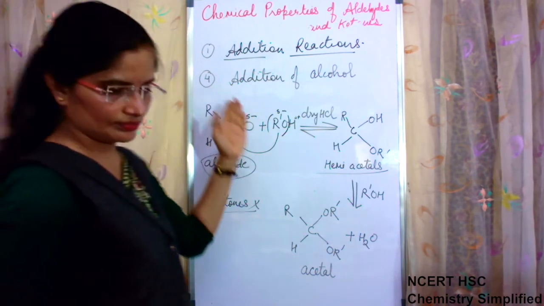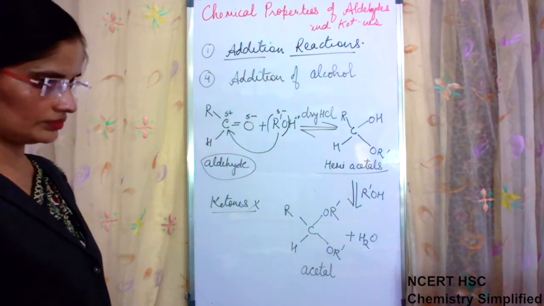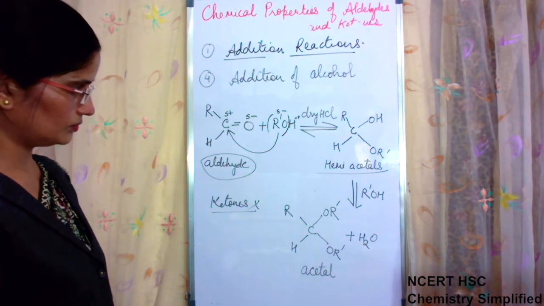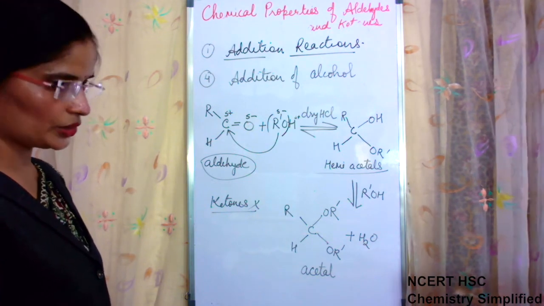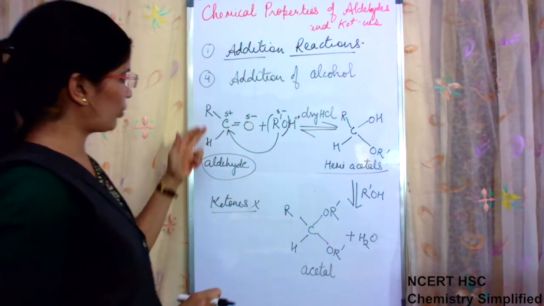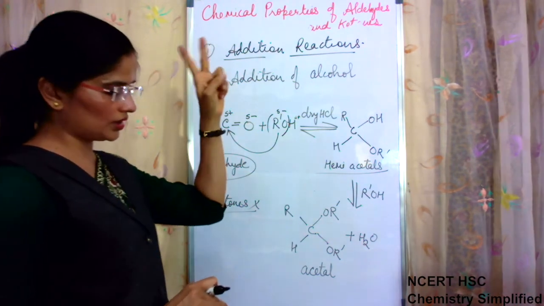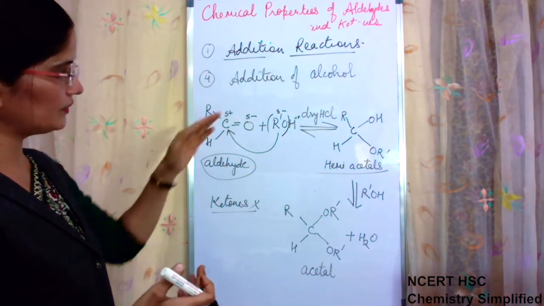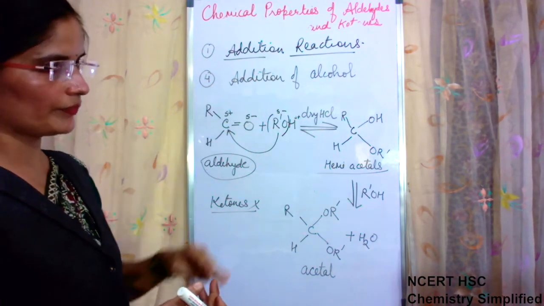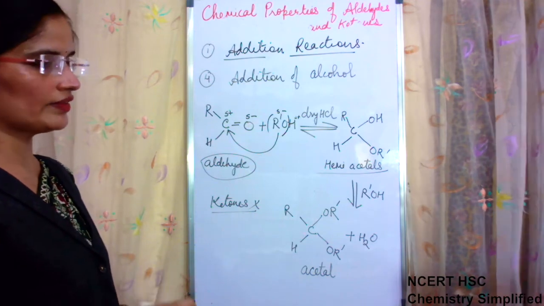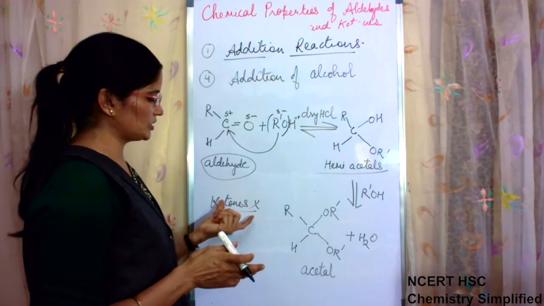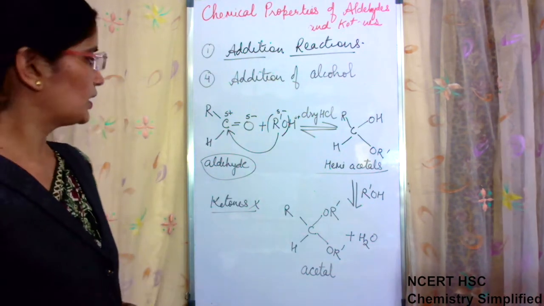Now the earlier reactions, if we put R in place of H, can be given by ketones. I told you in the beginning itself that both give those reactions: addition of HCN, sodium bisulfite, even the third one, addition of Grignard reagent, all are given by aldehyde as well as ketone. But this particular reaction is not given by ketone.